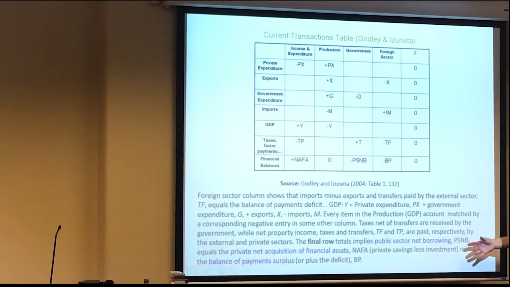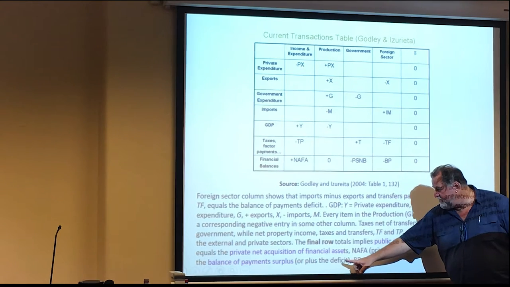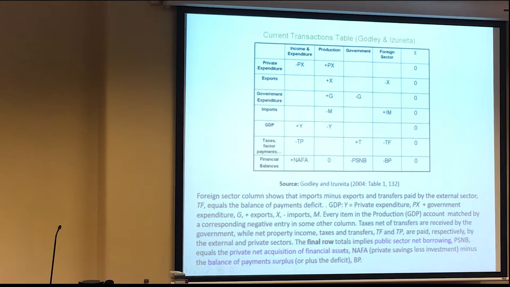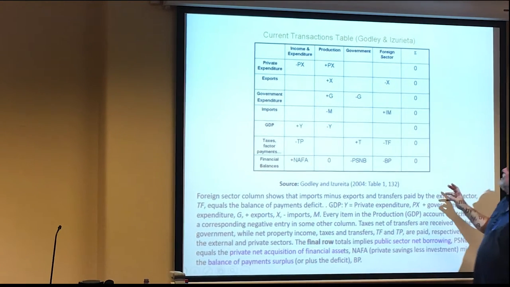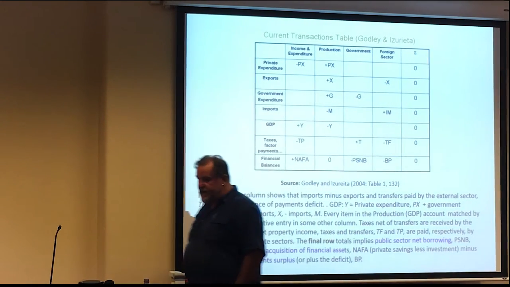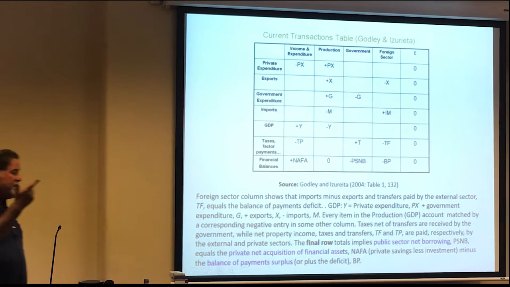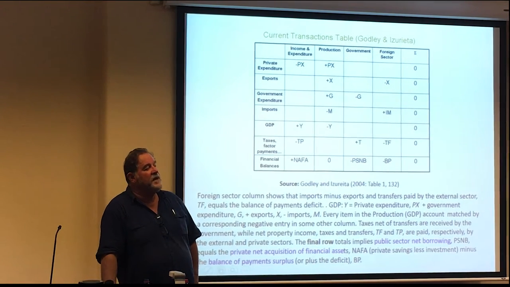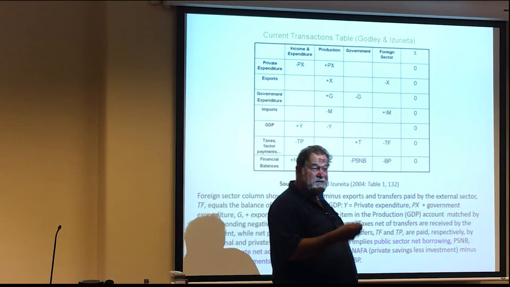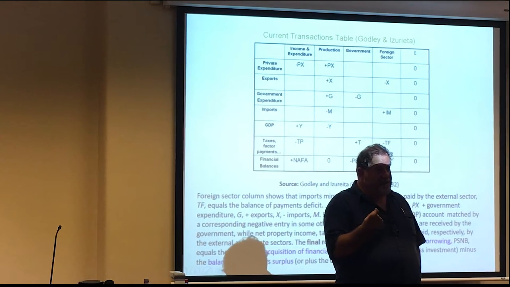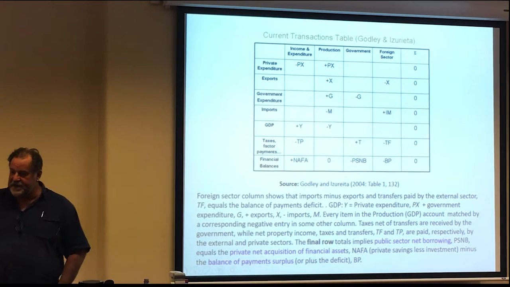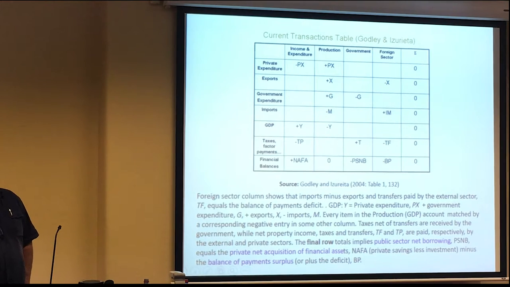Private savings less investment, minus the balance of payment surplus, or plus the deficit, BP. So once again, it's crucial to realise that the deficit plays a fundamental role here in determining the creation of net financial assets. So remember that phrase on one of the previous overheads. We get unemployment if the government doesn't deficit spend to a sufficient level to create the net savings desired by the domestic private sector. That's really saying the same thing, but ignoring what's going on in the rest of the world, the foreign sector.